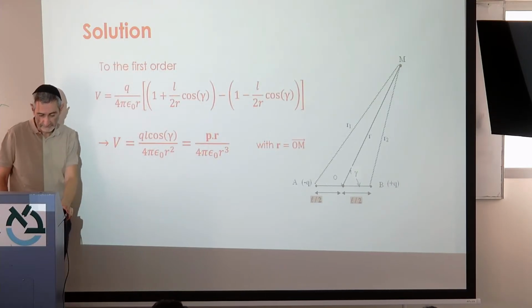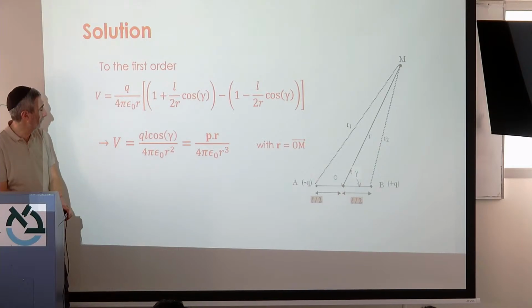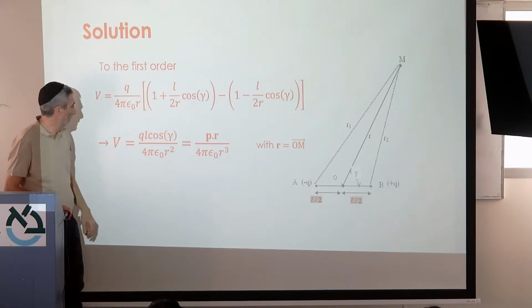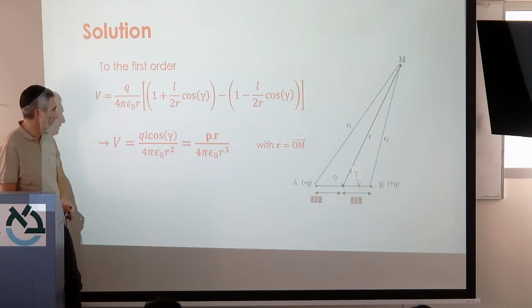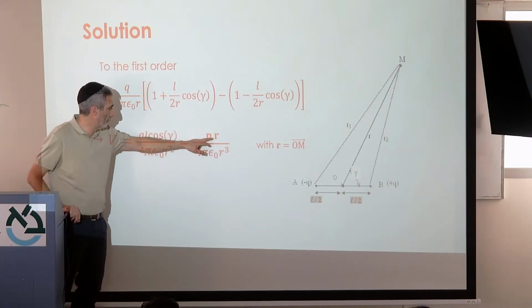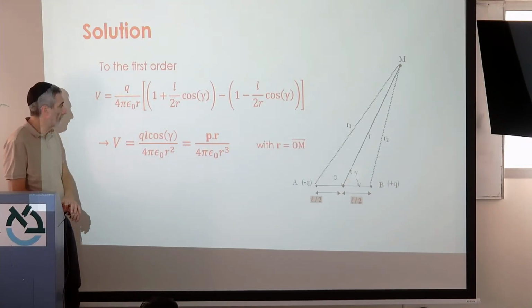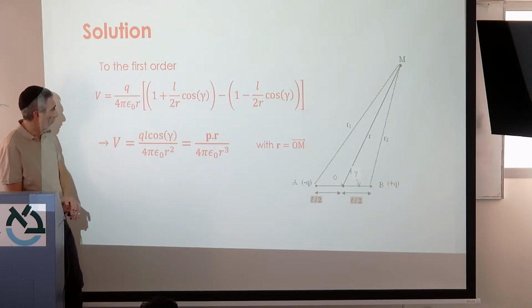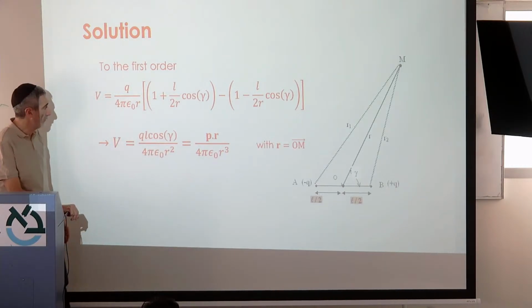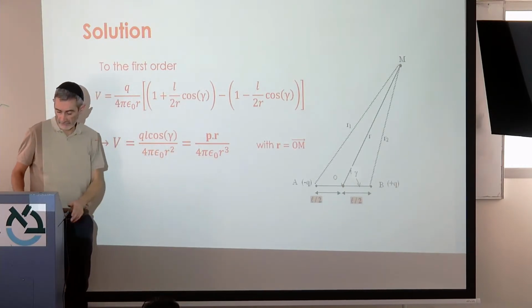that's what you get to the first order. You take the expansion, because it's 1 over, so we take the expansion. 1 plus minus 1 minus, and you are left with this term twice. So you have q L cosine gamma over this expression. This is precisely the dipole moment times the direction of OM, over 4 pi epsilon 0 R to the power 3. We have power 3 here.